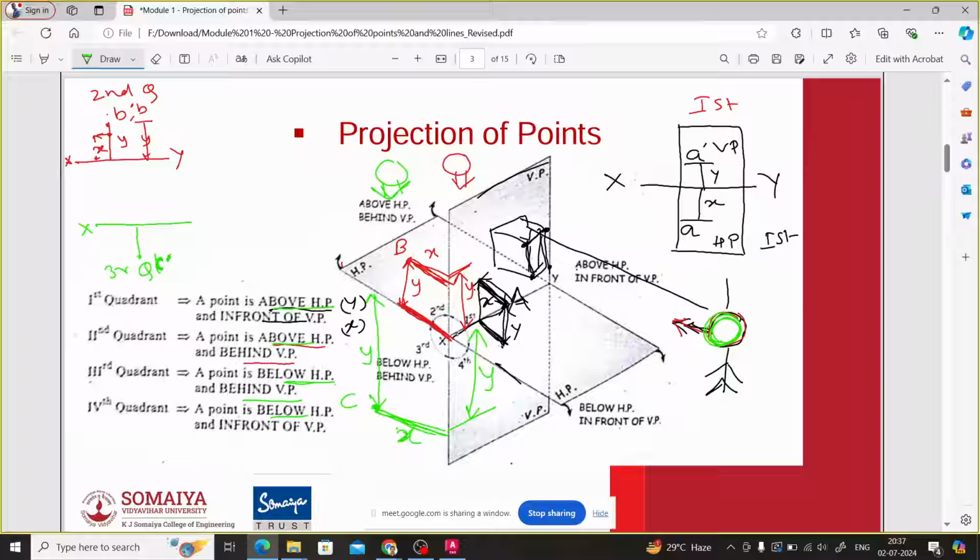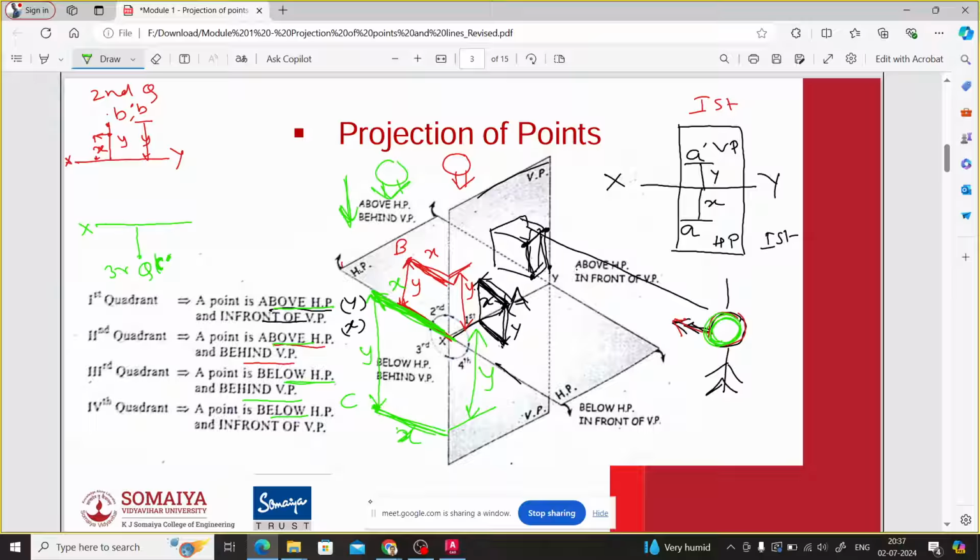Are you getting this? So in this case, this x is the distance we will be getting on this plane. This is the x distance we will get, correct? After looking in this direction. Do you agree with this?